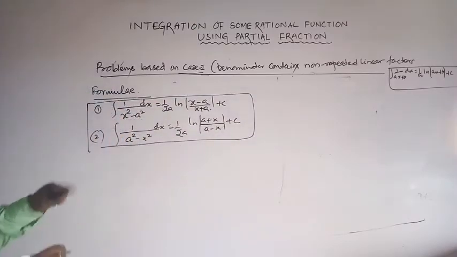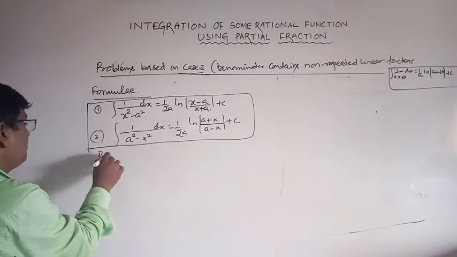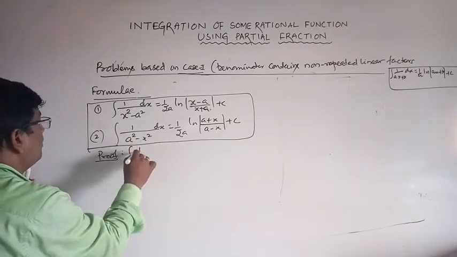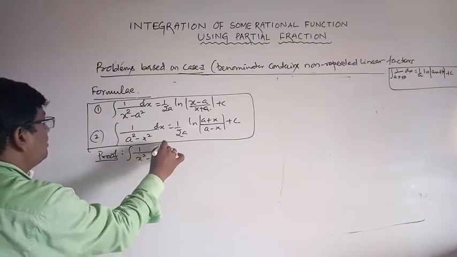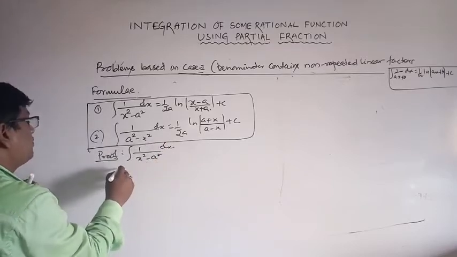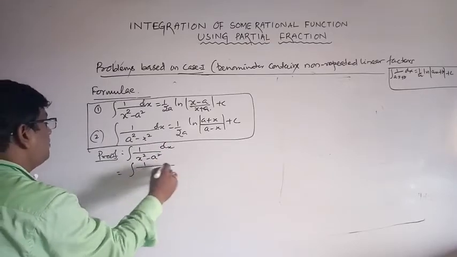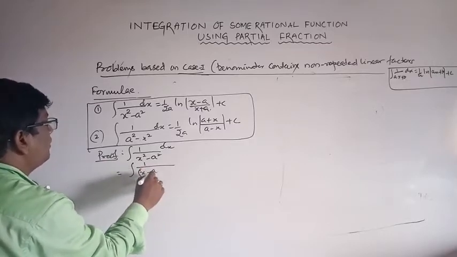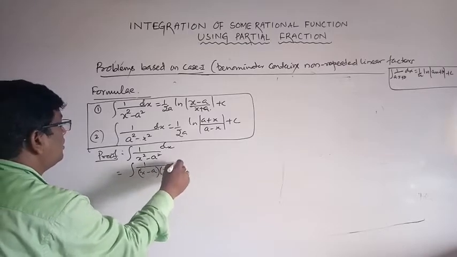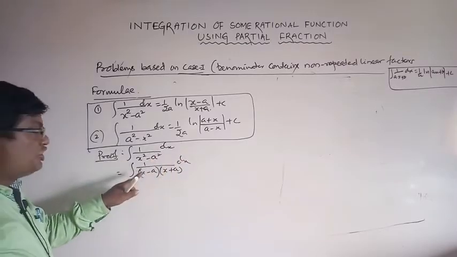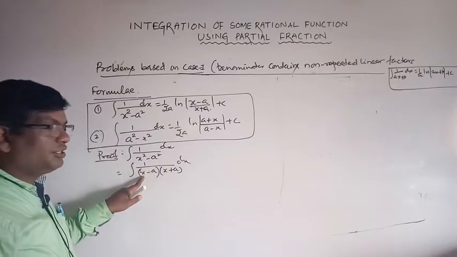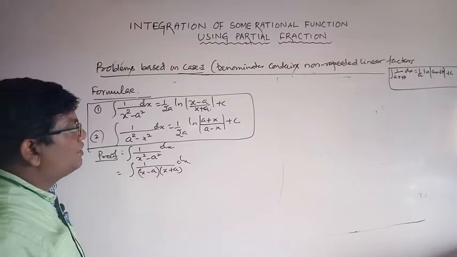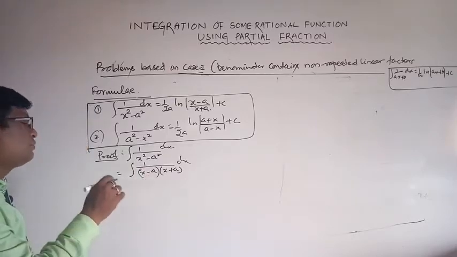So proof of the first formula. Integration of 1 by x square minus a square dx is equal to integration of 1 by x minus a into x plus a dx. This is a proper fraction because the degree of the numerator is 0 and the degree of the denominator is 2, so the degree of the numerator is less than the degree of the denominator.